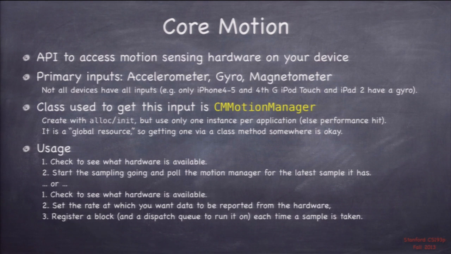The second way is that you put a block on a queue that will get called at whatever rate you say to tell you, here's the current acceleration due to gravity, over and over and over, and you can set the rate at which that's happening. Much better way to do that, especially since you can have that block be executing on another queue, collecting the data, coalescing it, whatever, and then communicating back to the main queue, maybe at a lower rate, where it's updating the UI, okay?